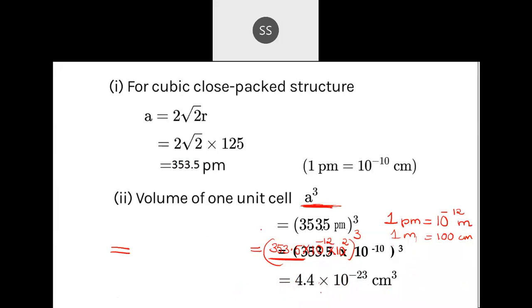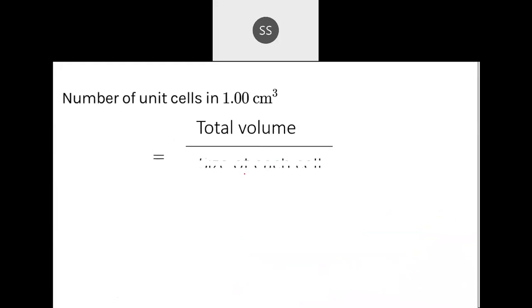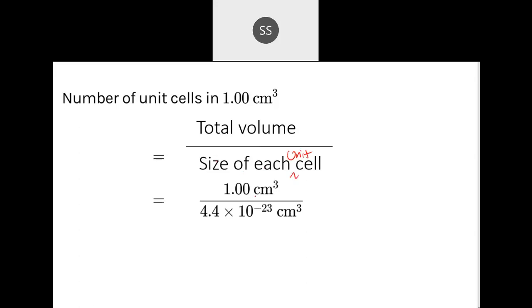Next is to calculate how many unit cells are present in 1 centimeter cube. So that you can do by taking this formula. To calculate the number of unit cells in 1 centimeter cube, you can write total volume divided by the volume or size of each unit cell.